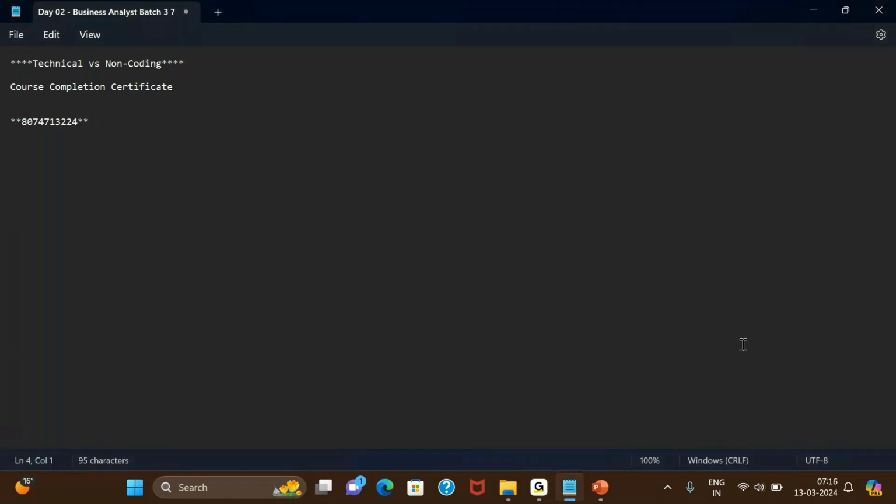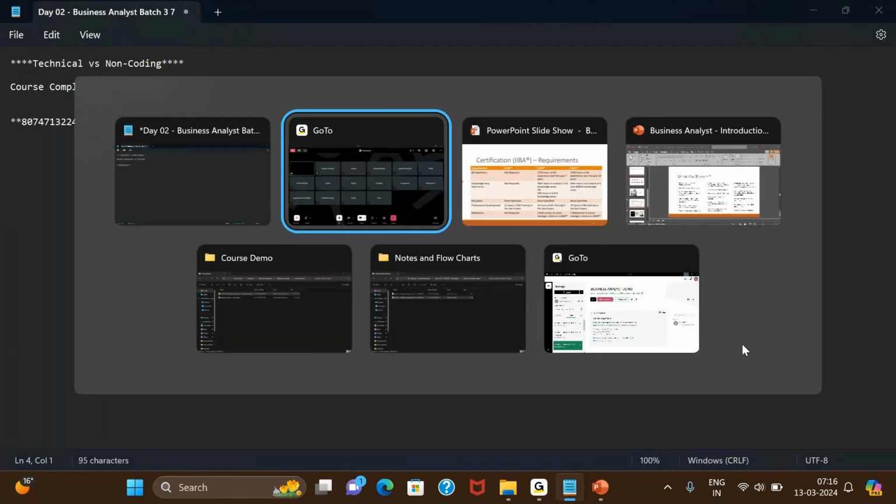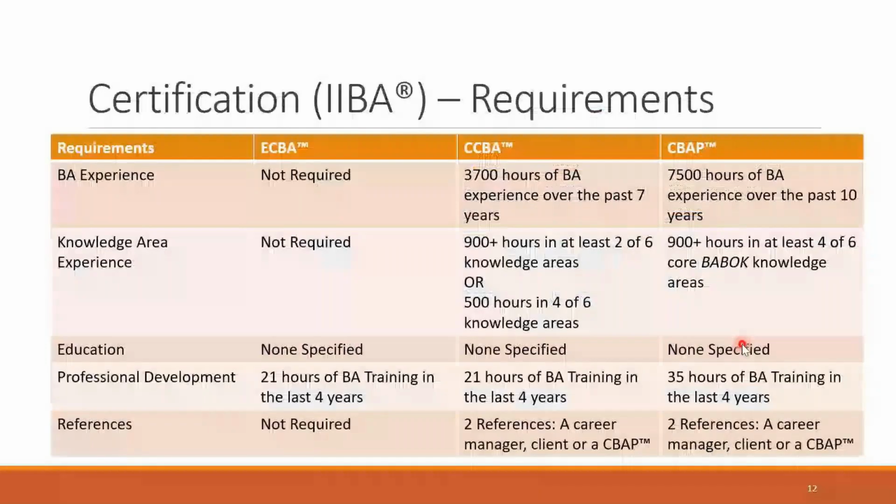Now along with it, some of you may have questions like, are there any professional certification exams around business analyst? So business analyst certifications are basically classified into three categories, and they are offered by an organization called IIBA. Now ECBA is the first certification, then comes the CCBA, and then comes the CBAP.